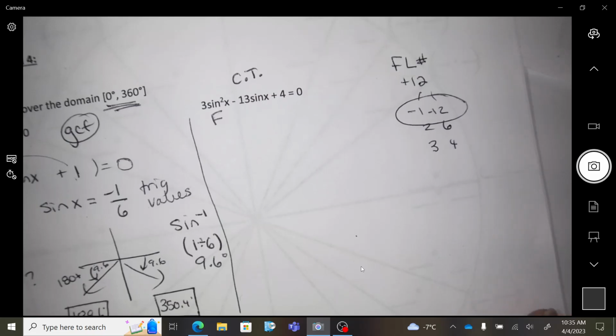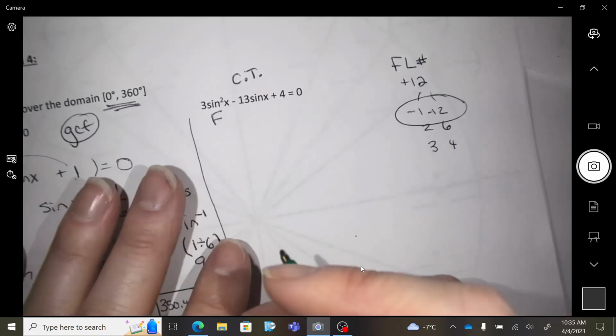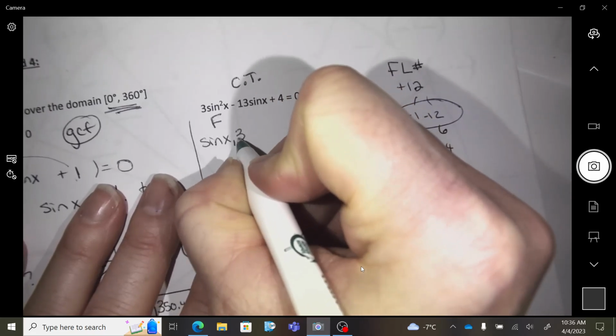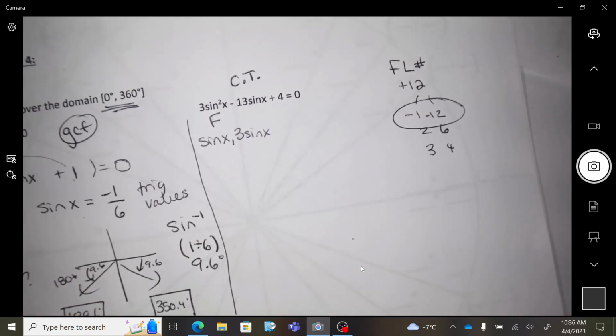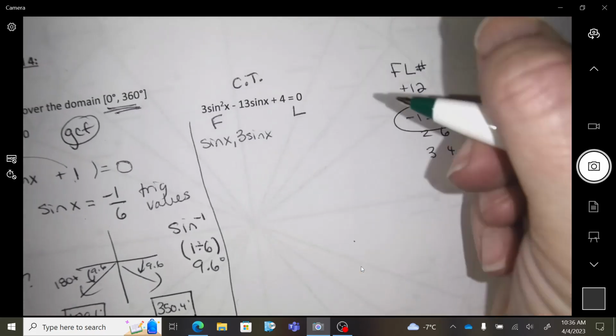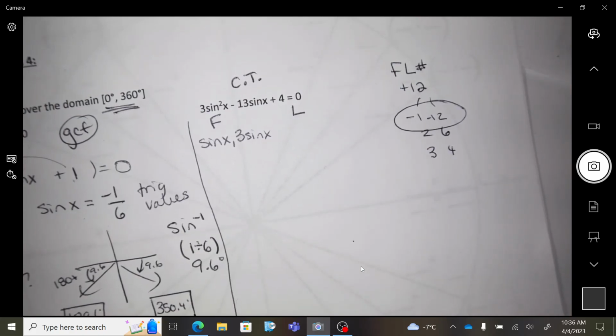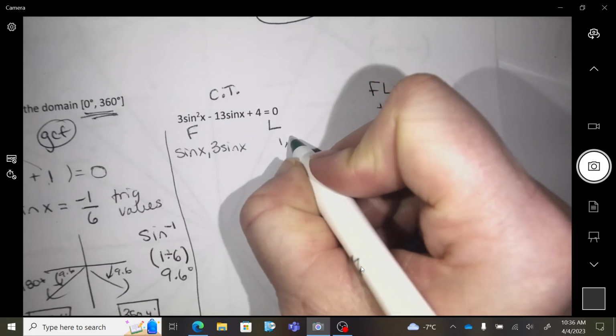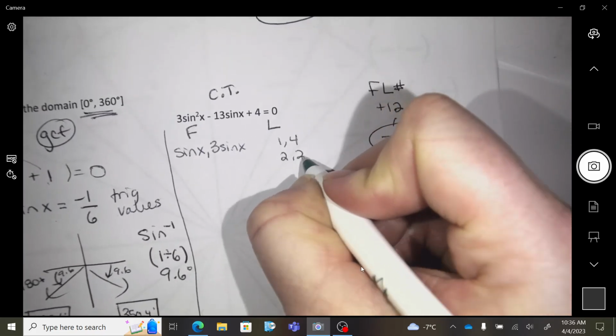Okay, what should I do to make this first term? I will go sine x times 3 sine x. That's the only option to do that. What could I do to make the last term? I got two options there. 1, 4, 2, 2.